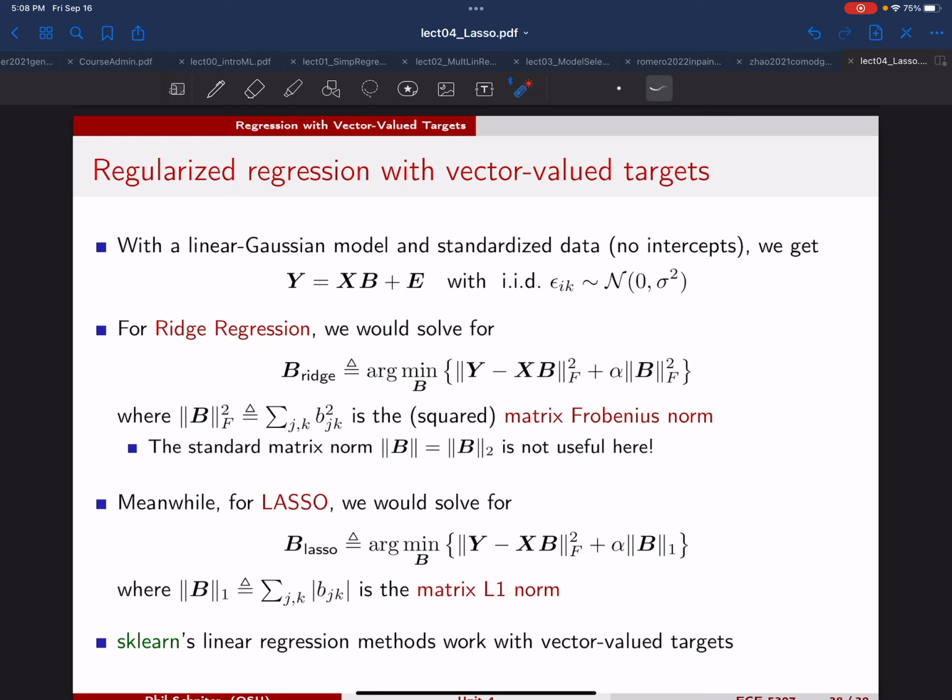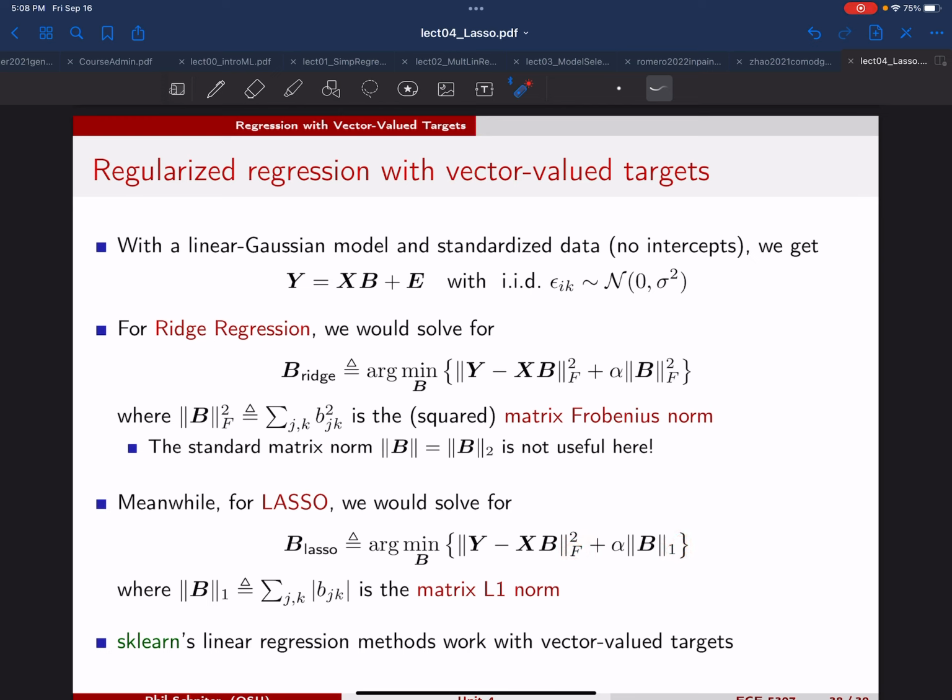Okay, so this is ridge. Maximum likelihood, you just do this alone. And finally, lasso: you have the 1 norm on the matrix, which is the same as a 1 norm on the vector. It's just the sum of the absolute values. So that doesn't change, but the Frobenius norm is used here.